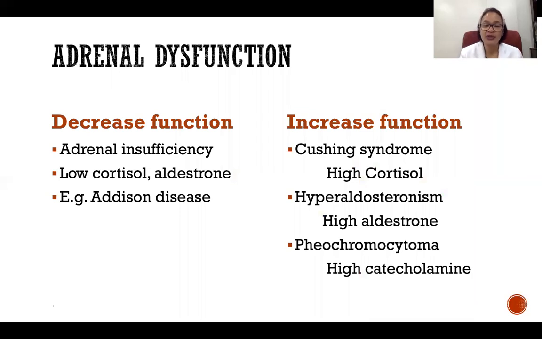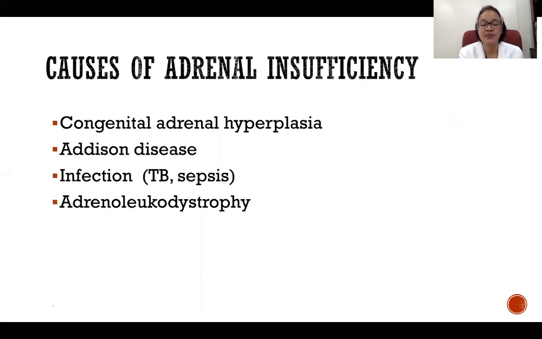When we talk about adrenal dysfunction, it could either be a decrease in its function or an increase in its function. When we say decrease, that has to do with adrenal insufficiency, wherein there is low cortisol or low aldosterone, like in patients with Addison's disease. Increase in function could be found in Cushing syndrome, wherein you find high cortisol, in patients with hyperaldosteronism, when there is high aldosterone, and in pheochromocytoma, wherein there is an increase in your catecholamines. So what are the causes of your adrenal insufficiency?